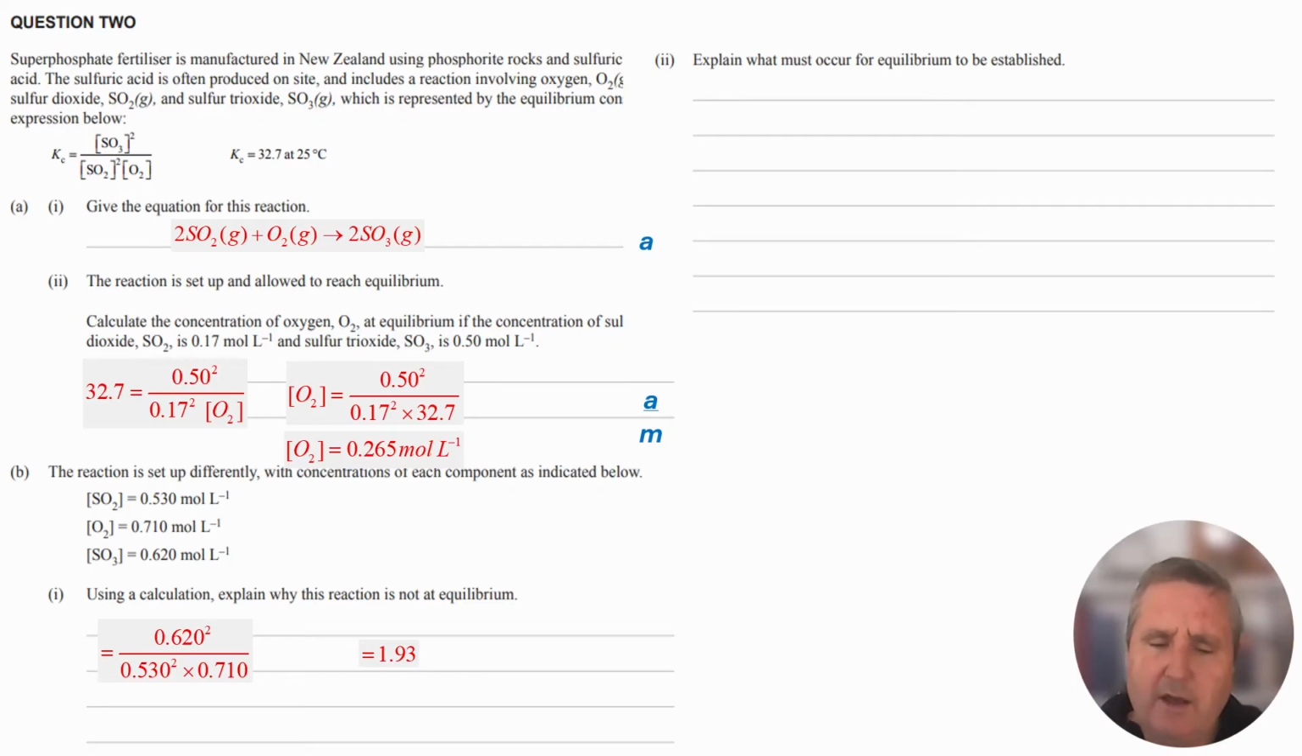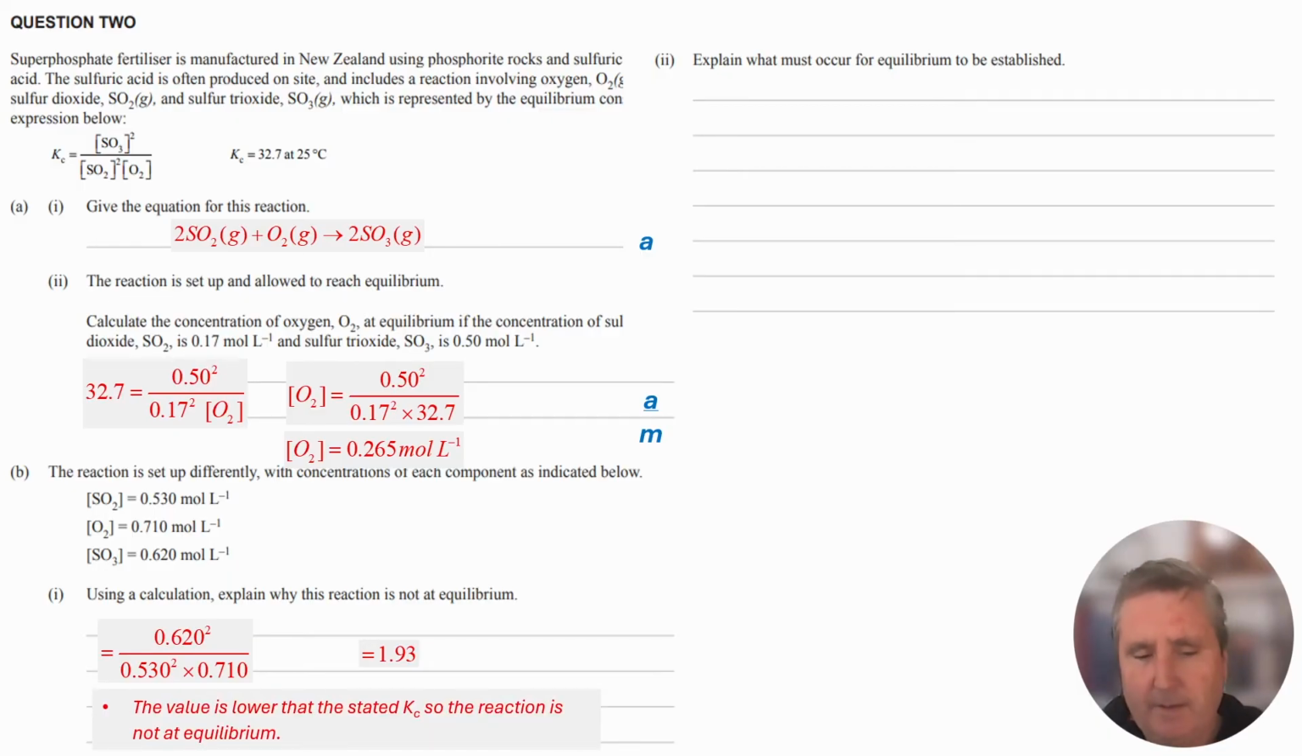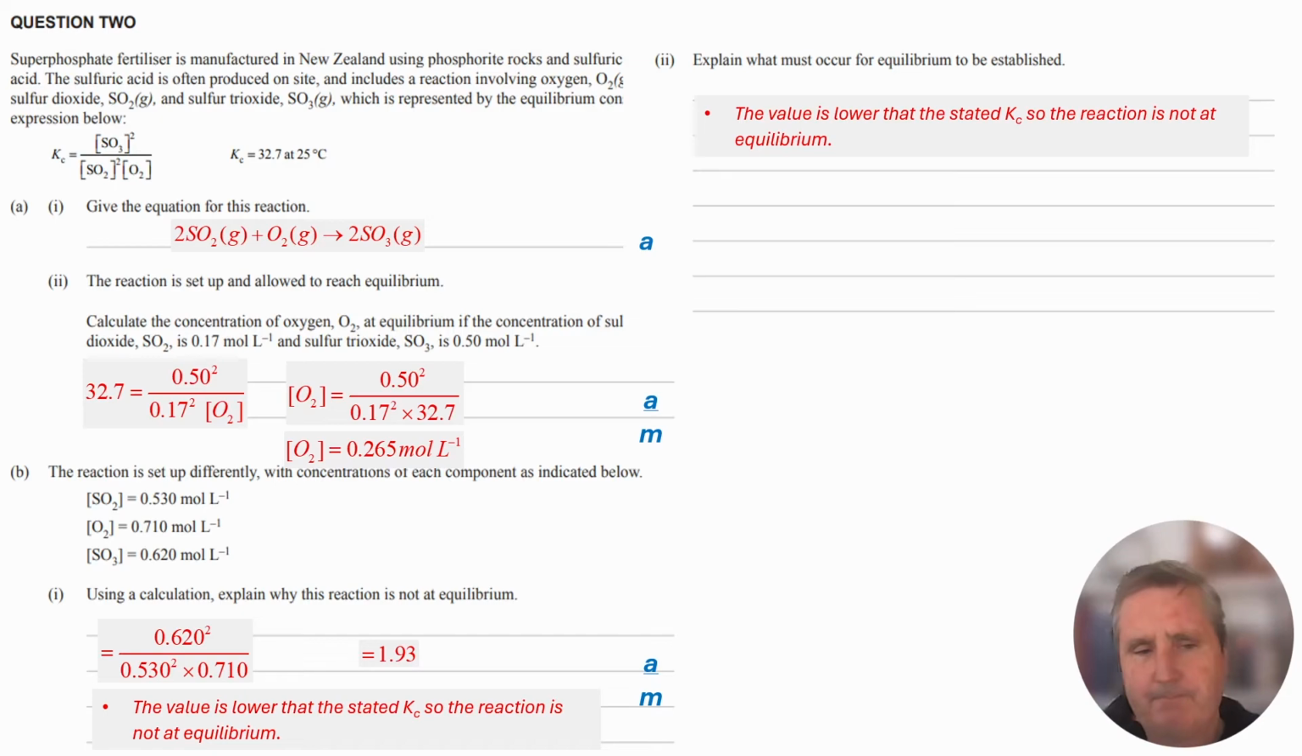So because it doesn't equal the Kc, it means it's not at equilibrium. And we should state that. The value is lower than the stated Kc, so the reaction is not at equilibrium. So this is an achieved to do the correct calculation and to be able to identify that it's not at the Kc value and it's therefore not at equilibrium. You get a merit there.